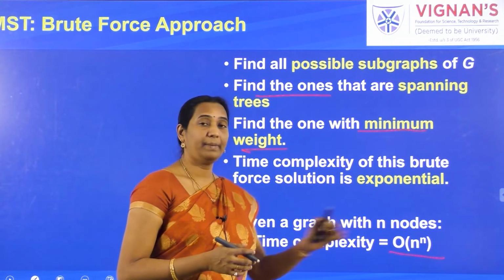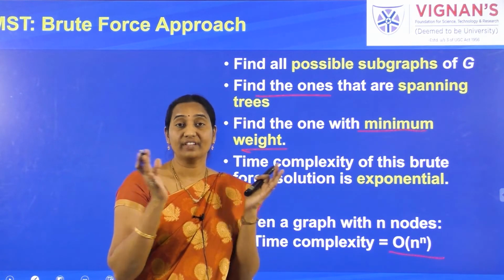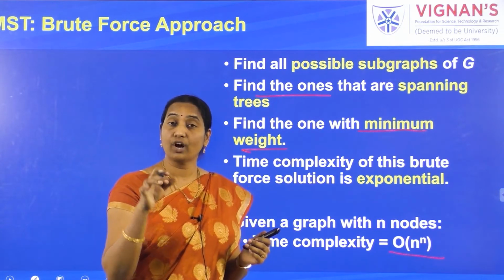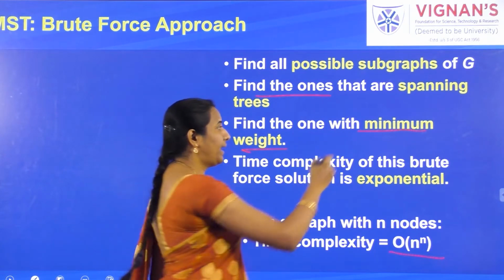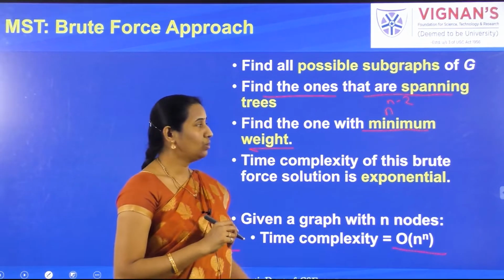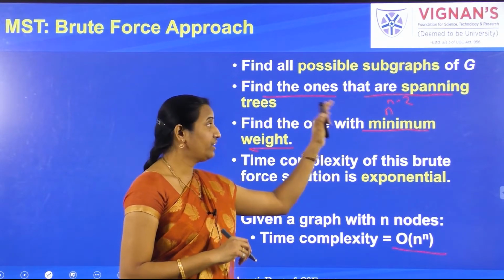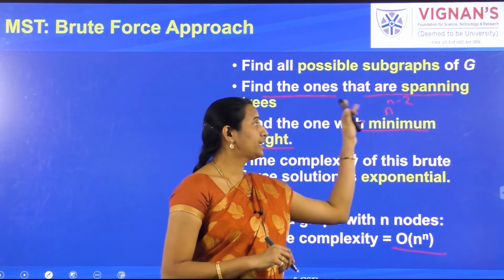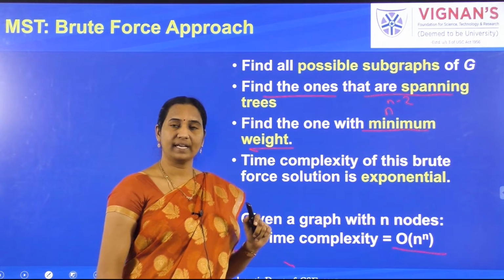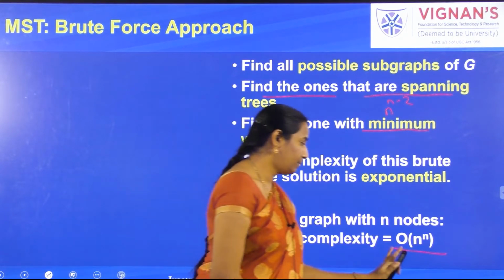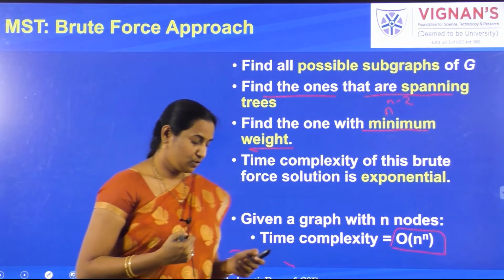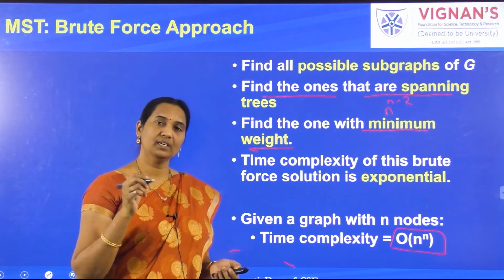Why is it order of n power n actually? When the complete graph is given, in the worst case the graph could be the complete graph, right? When there is a complete graph, how many spanning trees are possible? N power n minus 2, right? So you need to find all the spanning trees for the given graph. Don't worry about the subgraphs. Even if you consider all the spanning trees also, it comes to n power n minus 2. So when you list out all the spanning trees itself, it will take n power n minus 2. That's how the time complexity becomes order of n power n, which is exponential in nature. So that's why we need an efficient solution to solve the MST.